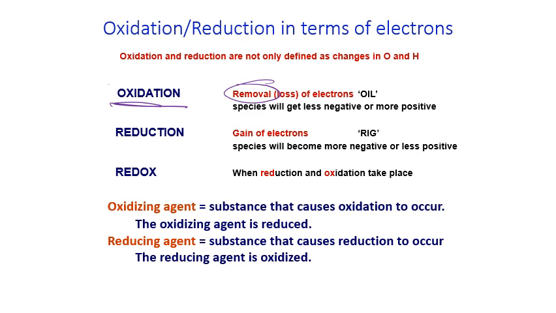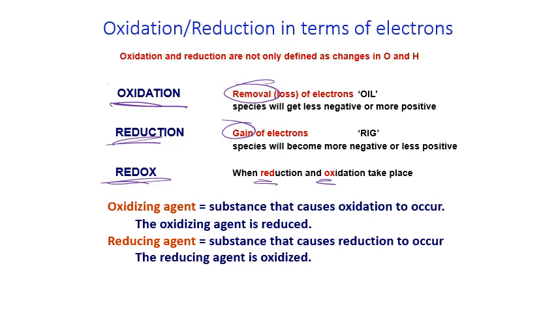A species will become less negative or more positive if it is oxidized. And then we have reduction, which is the gain of electrons, or RIG. Reduction is gain, and the species will become more negative or less positive. This combined is called redox chemistry because you have both reduction and oxidation happening simultaneously, redox.